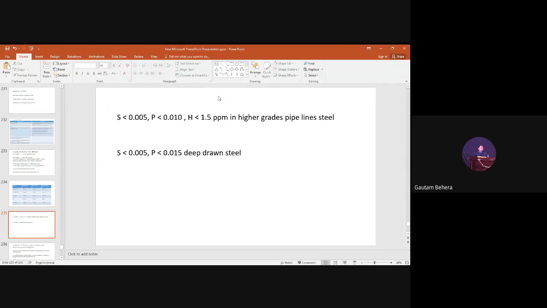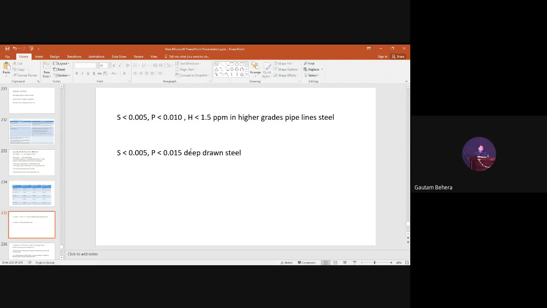There is another data here which is talking about the residual elements: sulfur, phosphorus, hydrogen. You can see the sulfur should be less than 0.005, phosphorus should be less than 0.010, and hydrogen should be less than 0.5 ppm in high grade pipeline steels. So in pipeline steels, which are used for supplying water or gases, this is the criterion. This is the amount of residuals present in the steel.